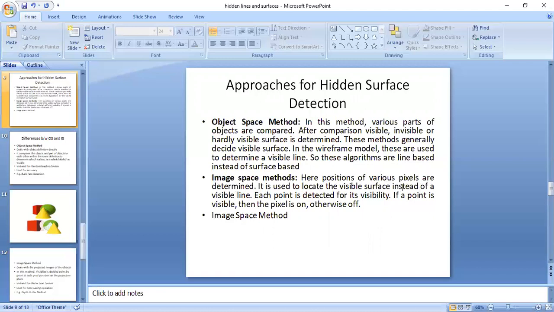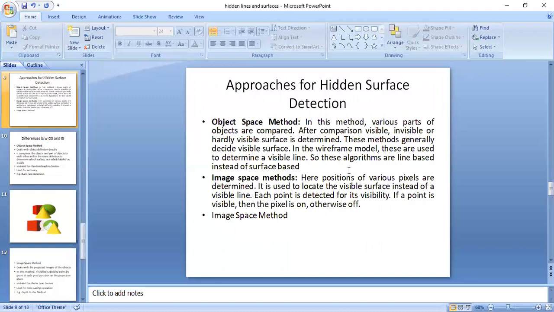It is used to locate the visible surface instead of a visible line. Here we deal with the lines, here we deal with the surfaces, and it compares parts of the object. It basically works pixel by pixel, so we check the visibility of every pixel. We scan pixel by pixel, and whatever pixel is visible would be displayed. If a point is visible, then the pixel is on, otherwise off.